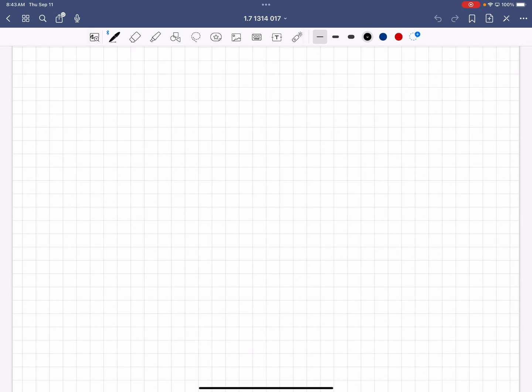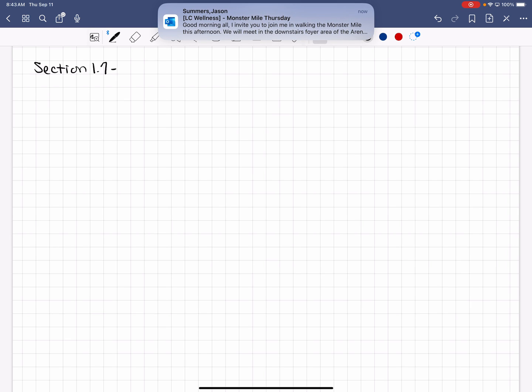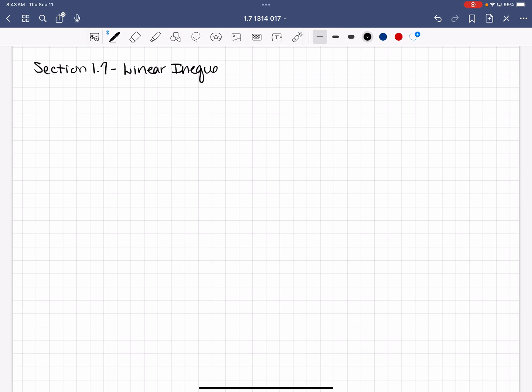We are on section 1.7 today, and it is linear inequalities and absolute value inequalities.